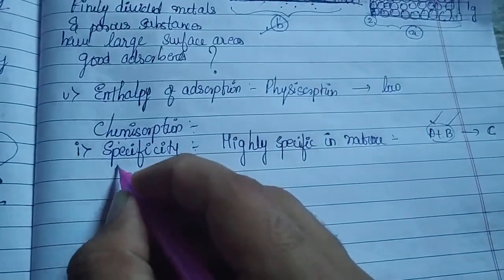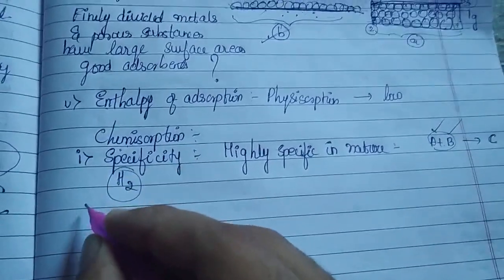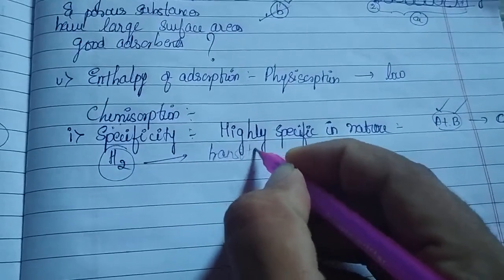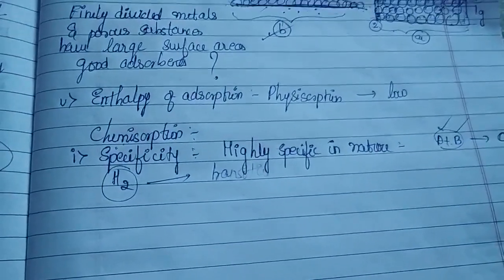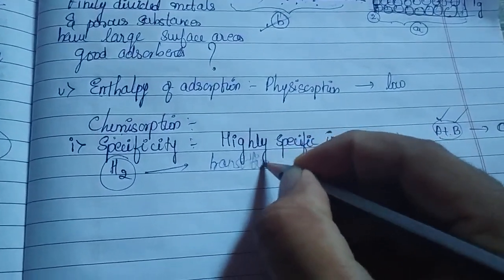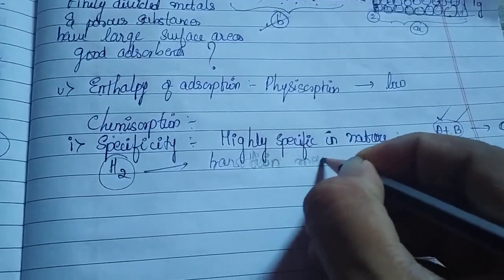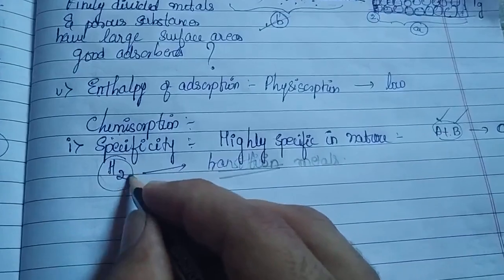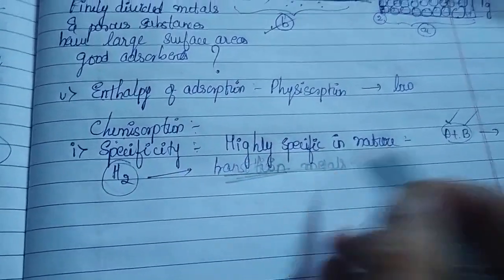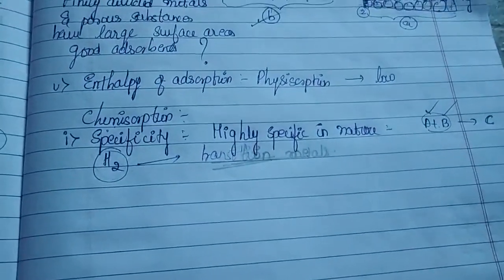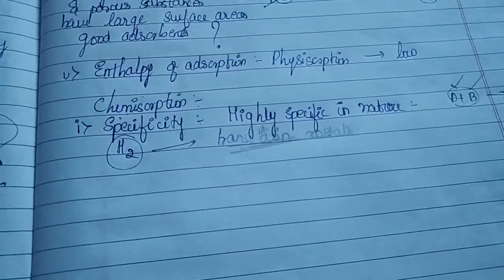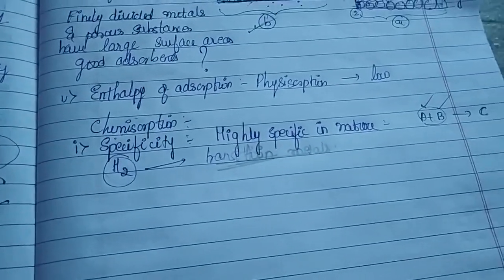For example, if you take the hydrogen molecule, that only adsorbs on your transition metals. It only adsorbs on what? Your transition metals. Why is it so? Because hydrogen has only the capacity to react with your transition metals. That is the reason it falls under chemical adsorption, which is highly specific in nature.